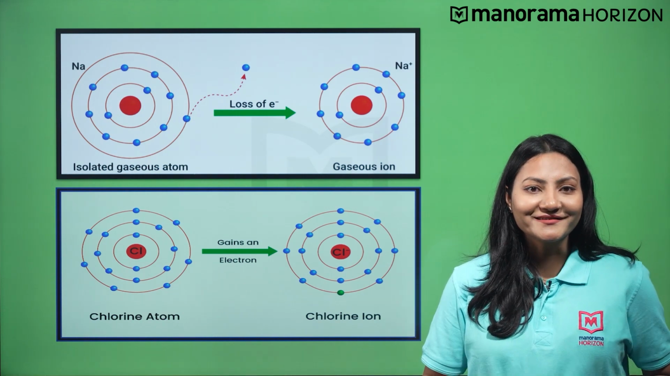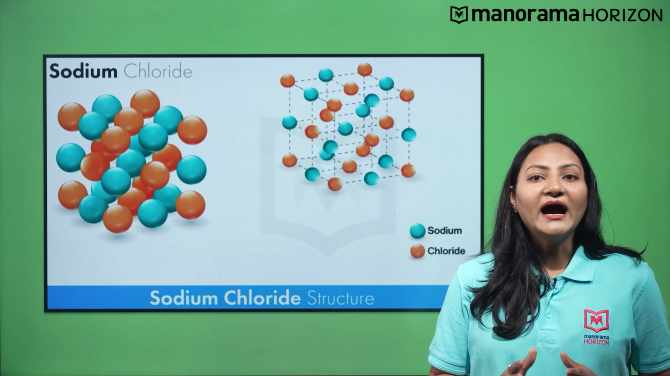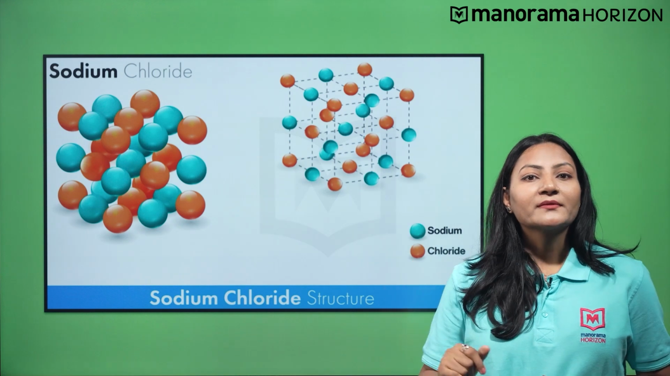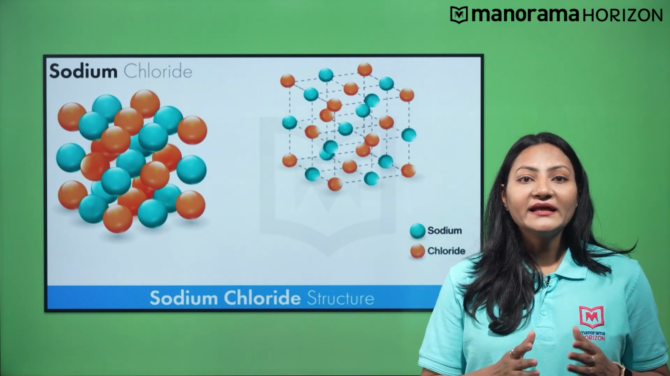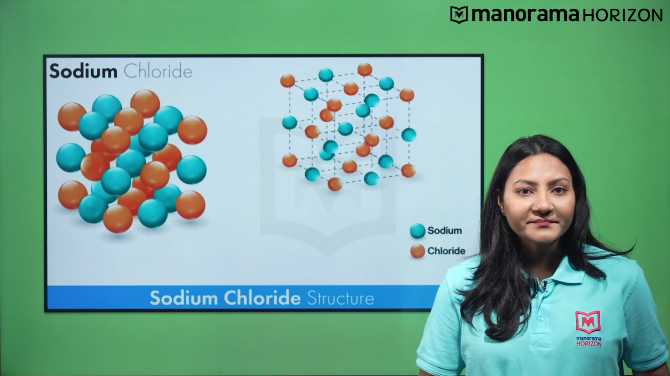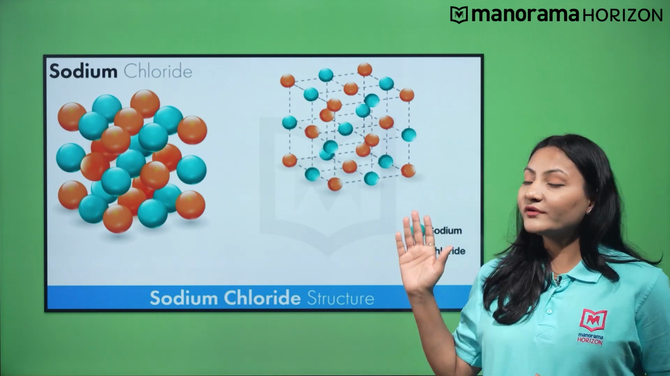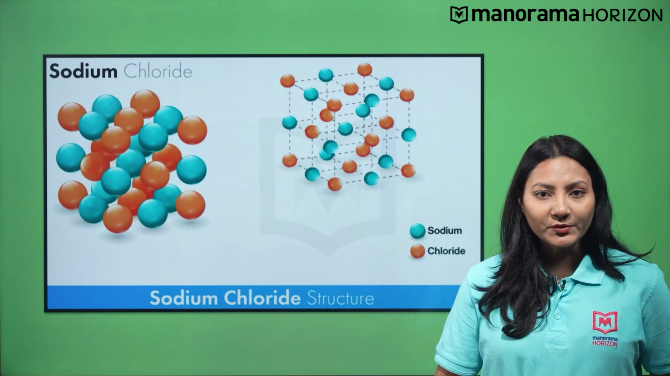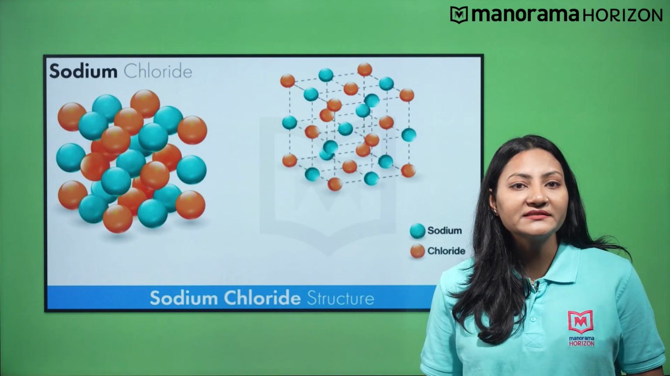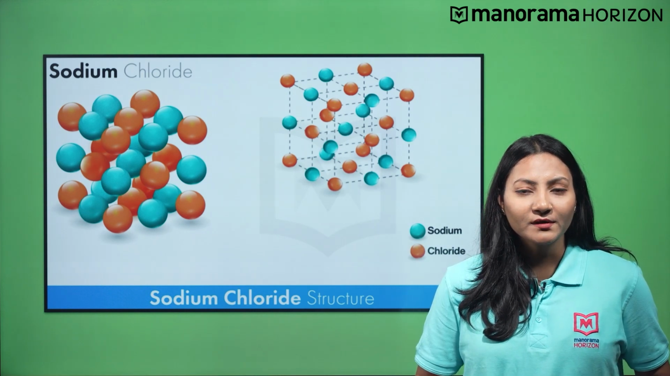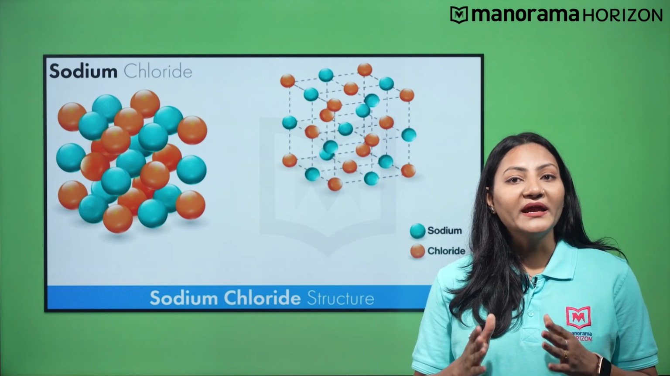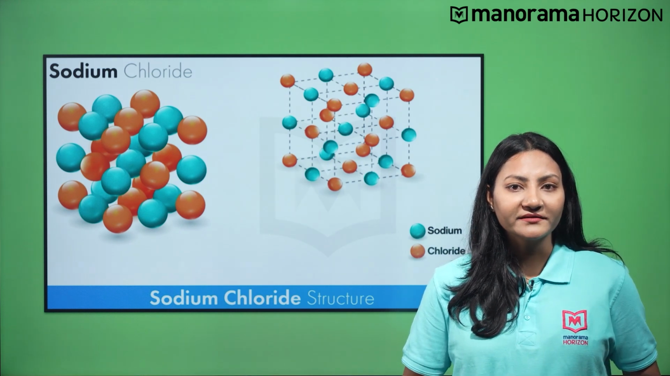That is, the lattice. In a crystal lattice, the ions are arranged in a three-dimensional way, where the cations and the anions are held together by Coulombic interactions. For example, let us look at the crystal structure of sodium chloride. Here, the oppositely charged ions are arranged in an orderly manner. Note that the structure may vary for other compounds based on the size of the ions present.